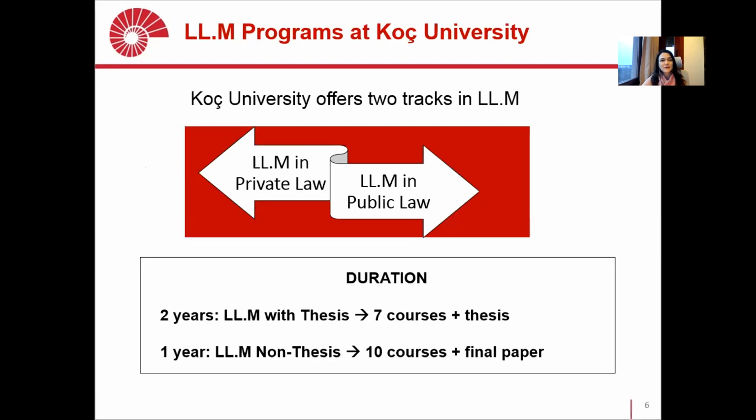Next slide, please. Yes, thank you, Melissa. So in total, we offer 2 tracks, namely LLM in private law and LLM in public law, as you can see on this slide. If you prefer doing an LLM with thesis, you will be required to take 7 courses, following which you will have to write a thesis. In this case, the program will have to be completed in 2 years. If you choose to pursue a non-thesis LLM program, then the number of courses that you will have to take will be 10, and you will be required not to write a thesis, but to write a final paper, which requires less effort compared to writing a thesis. And in this case, the program will have to be completed in 1 year only.